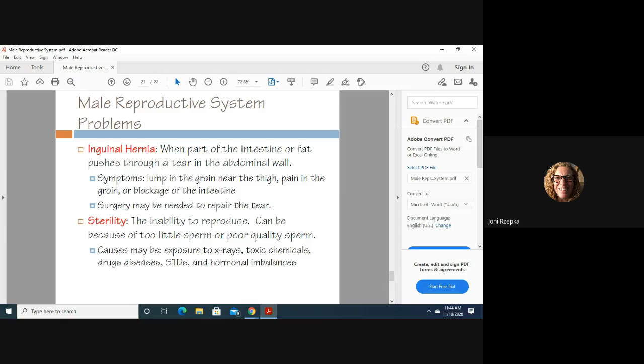Sterility is the inability to reproduce. It can be because of too little sperm or poor quality of sperm. It can be caused by X-rays, toxic chemicals, drugs, diseases, STDs, or hormonal imbalances. Sterility means that you can't have any kids. So if you were found sterile, there would be no way you could father a child.